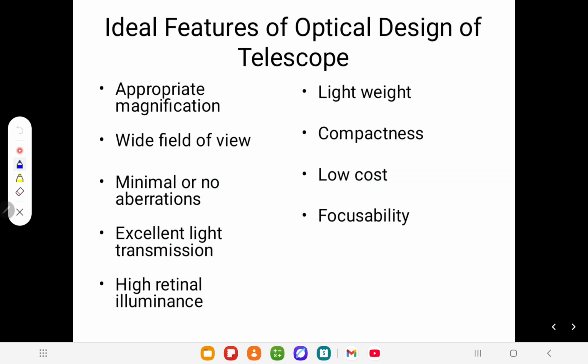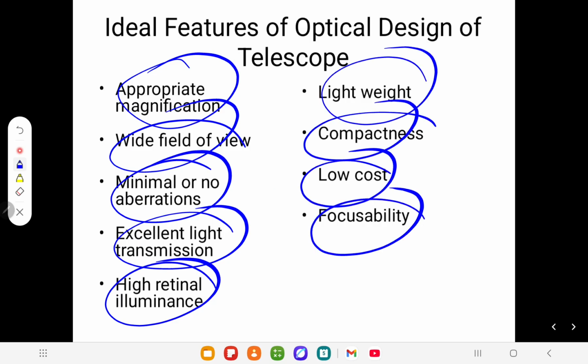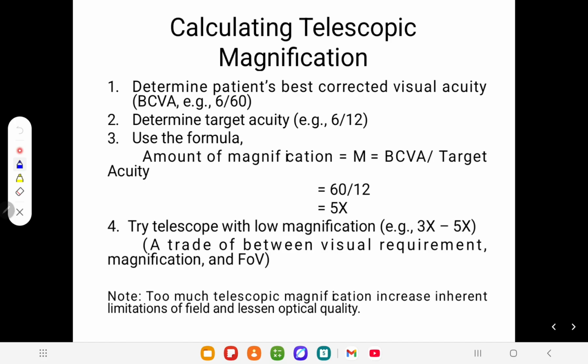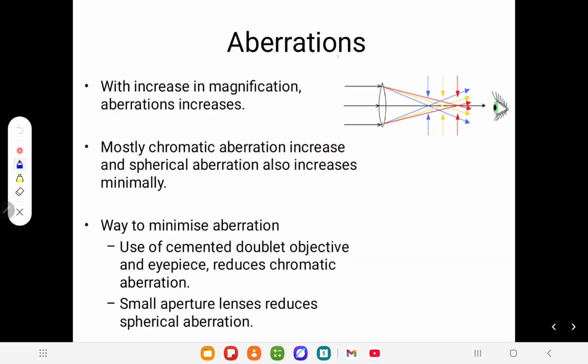So weight, definitely Kepler telescope has higher weight because its tube length is longer, isn't it? It's simple. So the ideal features of optical design of a telescope: appropriate magnification, wide field of view, minimum aberration, excellent lighting and higher retinal illumination, lightweight, compactness, low cost, and focusability. So basically the calculation is very simple. For distance, we use best corrected visual acuity divided by target visual acuity, isn't it? That's it, simple. So it's all things I have already discussed here. So for aberration, we have to minimize it by using anti-reflection coating and small aperture and all these things.